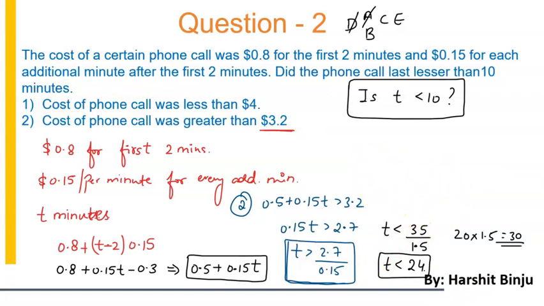Because 1.5 divided by 0.15 will be exactly equal to 10. If I increase the numerator, the overall fraction will increase. If I decrease the numerator, the overall fraction will decrease. If in the numerator you have a value greater than 1.5, then T will be greater than 10. If the numerator is less than 1.5, then the value will be less than 10. Now in this case, it's 2.7 divided by 0.15.